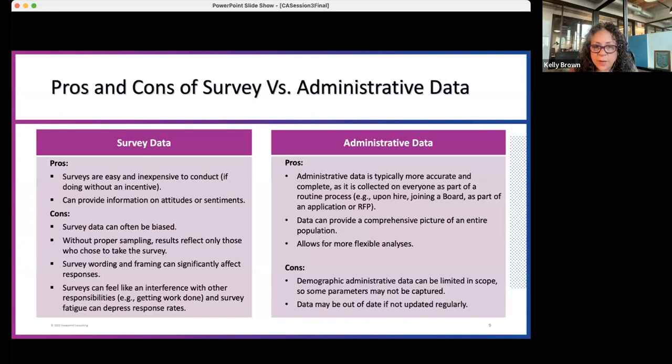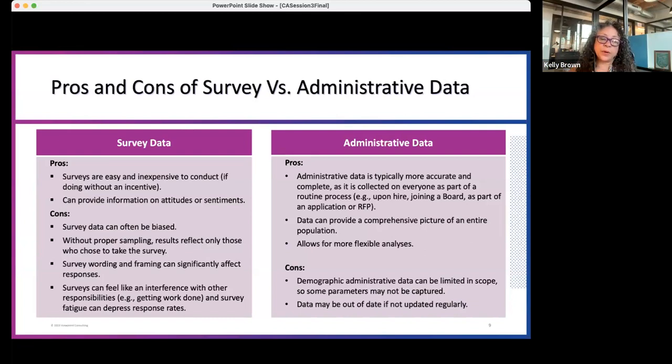The problem with the survey, however, the cons, as I alluded to before, is that the data you have really depends on who responded. And there can be a lot of bias and differentiation between the people who respond and the people who don't.